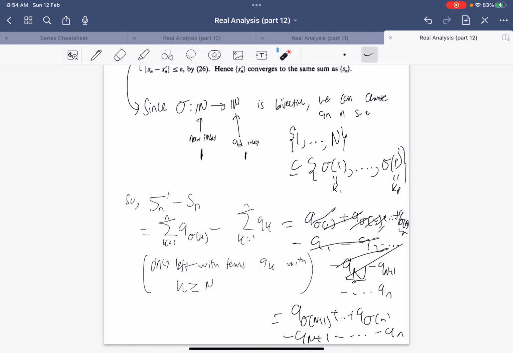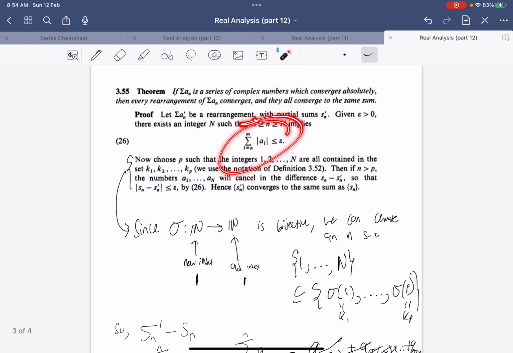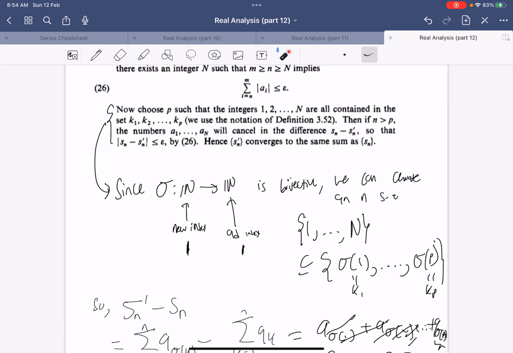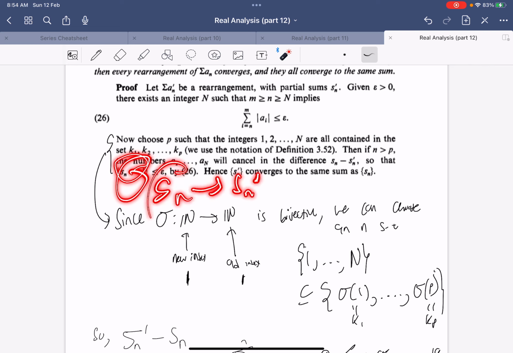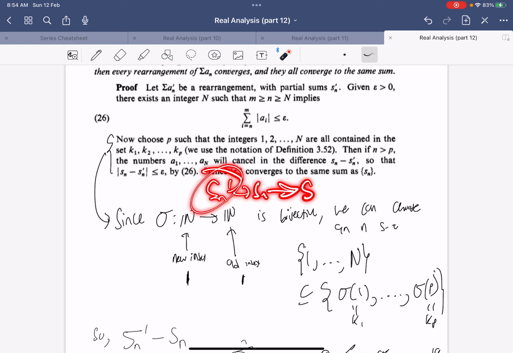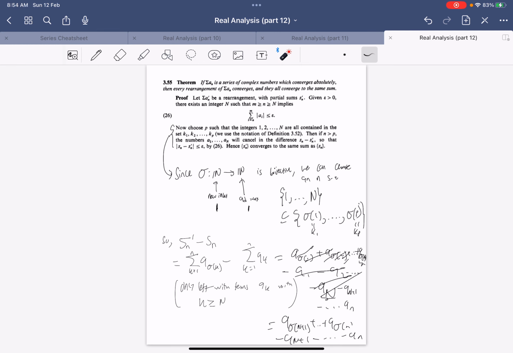So you just do it as follows, and because it converges absolutely, it doesn't matter whether this is positive or negative, it will still converge. So by the Cauchy criterion, this will hold. So Sn minus Sn prime will be less than or equal to epsilon. Because epsilon is arbitrary, this means that Sn prime minus Sn will approach zero, and because Sn approaches S, Sn prime will have a limit of S. And so Sn prime converges to the same limit as the original series.